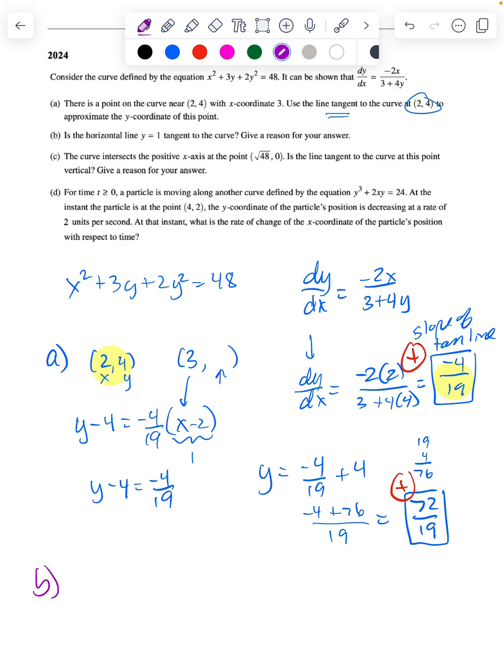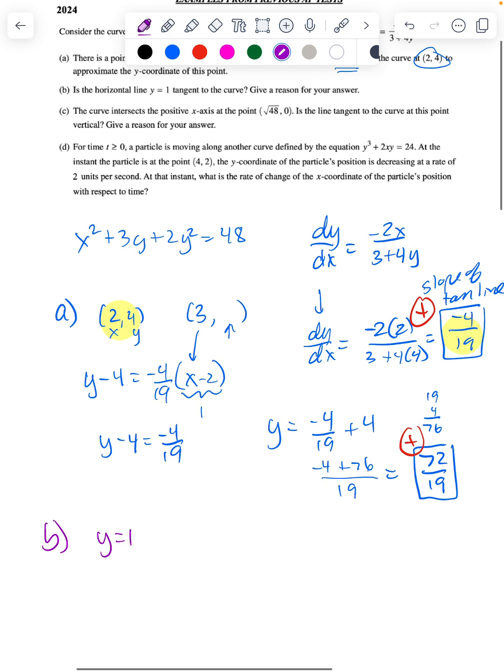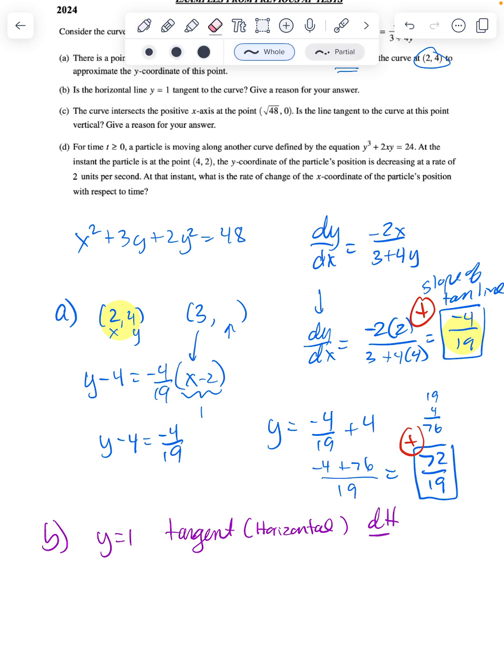B is the horizontal line at y equals 1, and they're asking, is it tangent to the curve? Okay, so for it to be tangent to the curve, if it's horizontal, then we would need that dh/dt, oops, sorry, I was thinking about that last one I just made the video of, I apologize. I would have to have my dy/dx equal 0 at that spot, because I need the derivative to be 0 in order for me to have a horizontal tangent, and it's telling me that the line is horizontal.